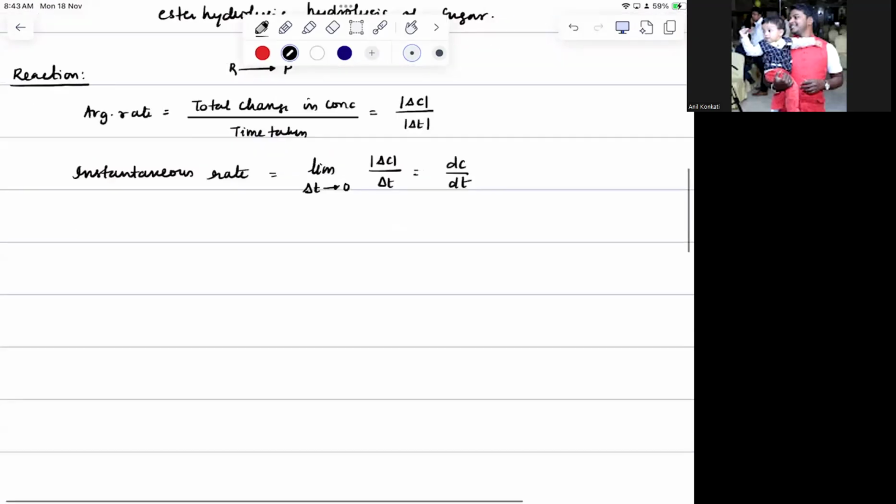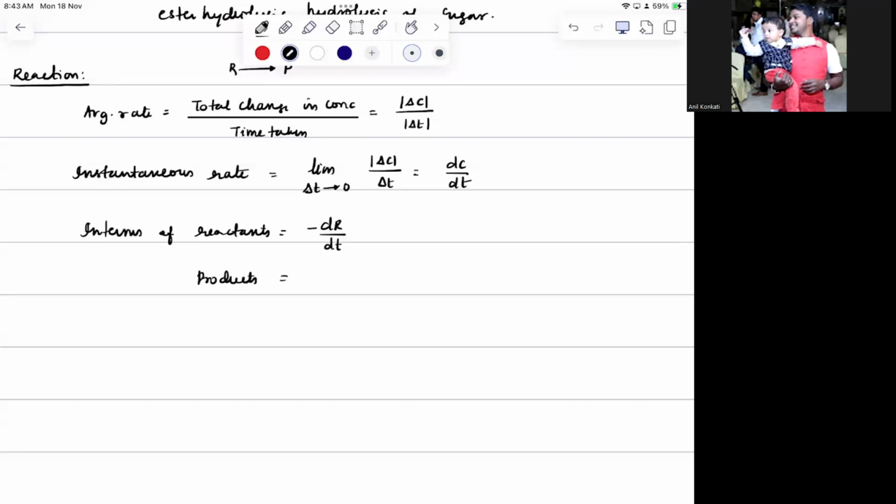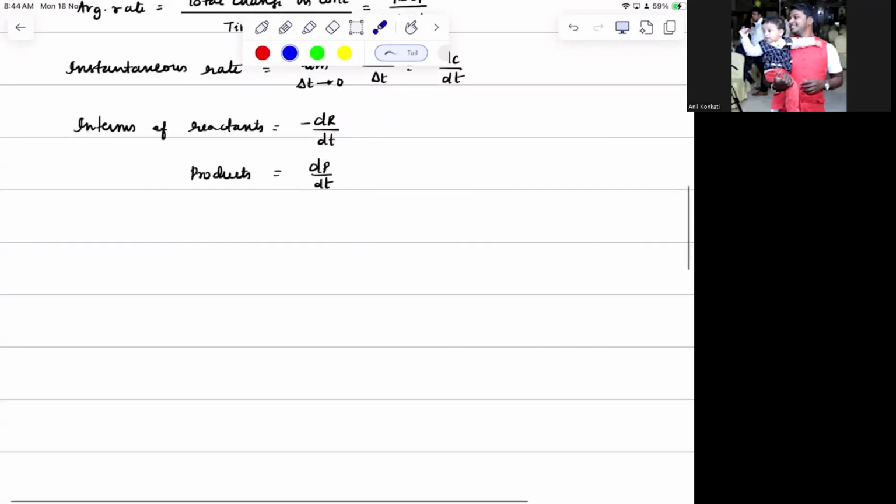If you write in terms of reactants, then it will be minus dR by dt. In terms of products, then it has to be dP by dt. The negative sign implies that the reactant concentration is always decreasing. Positive sign implies that it is always increasing for product. Graphically, how it looks like, I'm pretty sure you have come across that before, so I'm not getting into the details of it. If needed, I'll send you my old class notes again, so that you get an idea once again.